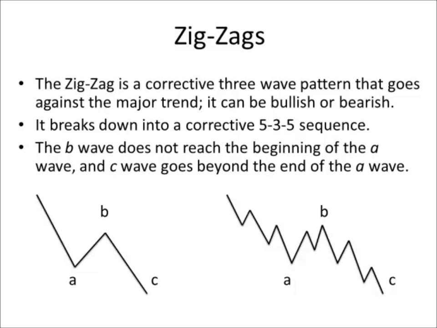And the C wave goes beyond the end of the A wave. So if you can see the C wave, just look at the picture on the left here. The C wave falls below the end of the A wave. Okay, so I'm just going to use my pointer here.